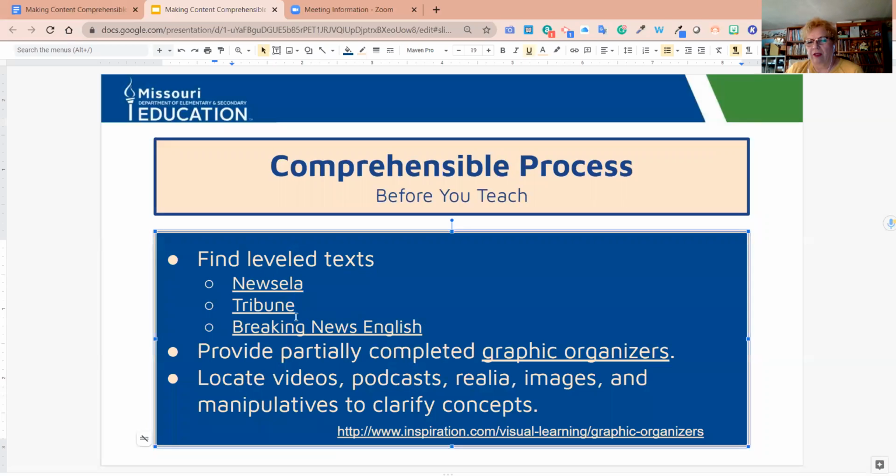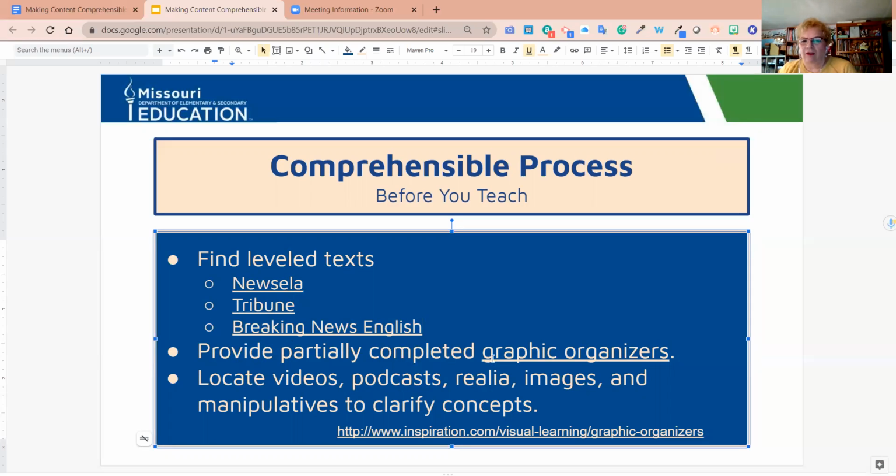Teen Tribune kind of does the same thing. And they provide you questions also that are leveled to the student's reading ability. And there's breaking news in English, and they have breaking news in Spanish and several other languages as well that do kind of the same thing.